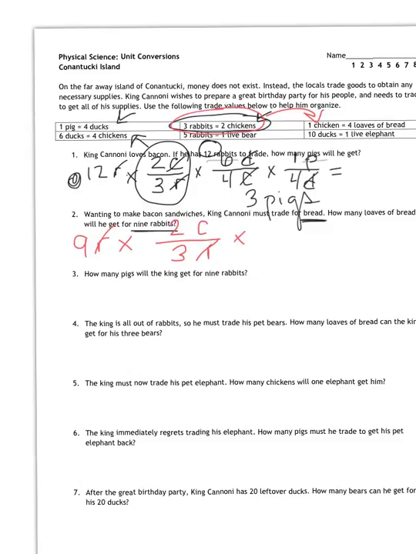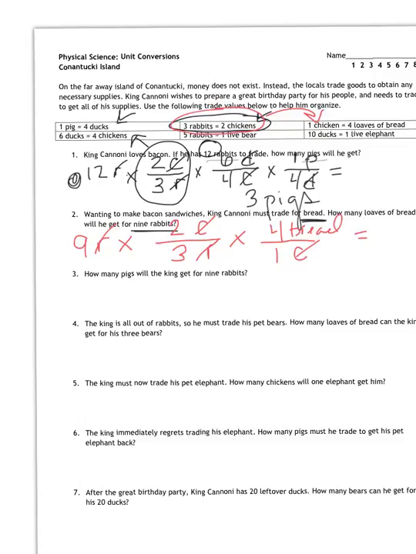All right, and we're trying to get to bread. So now chickens on the bottom can cancel, and we know that 1 chicken can get us 4 loaves of bread. All right, so that one only took 2 steps. We can trade our rabbits for chicken and then trade our chickens for bread. Chicken cancels.